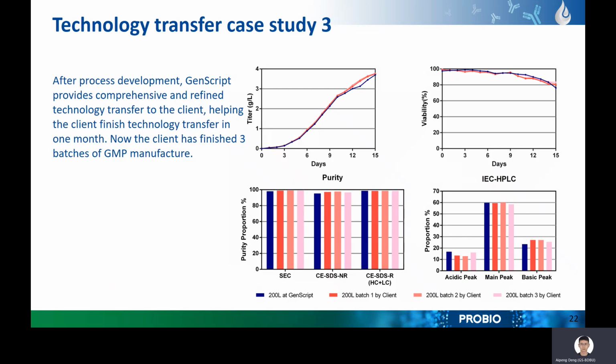Case 3 is the tech transfer from Probio to client. After process development, Genscript provides comprehensive and refined technology transfer to the client, helping the client finish technology transfer in 1 month. Now the client has finished 3 batches of GMP manufacture.